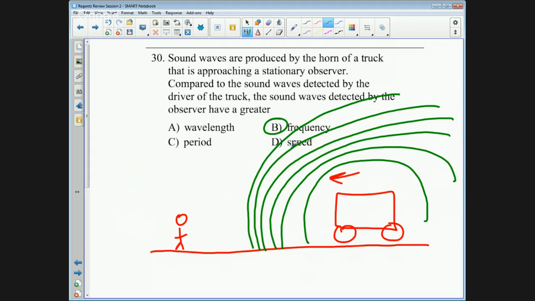All right. The speed of the sound waves doesn't change, and the period and the wavelength actually decrease. The wavelength here, if this is lambda, look at the wavelength from here compared to the wavelength here, which is less. Okay. So the wavelength is decreasing, therefore the frequency must be increasing. This is a Doppler effect question. Okay, let's move on to the next one.